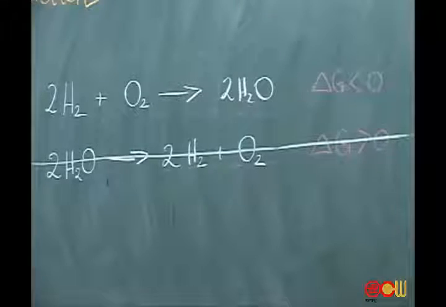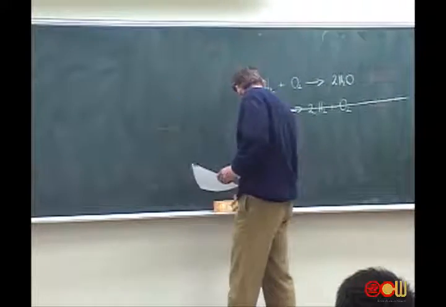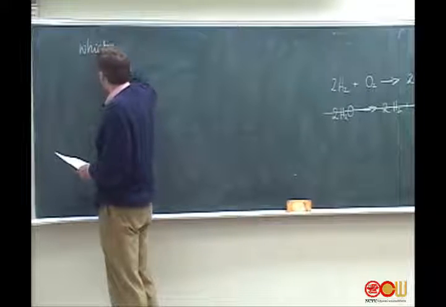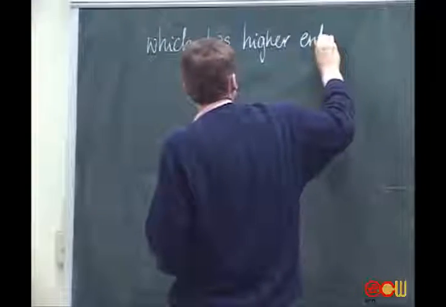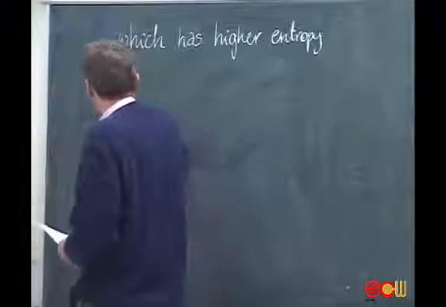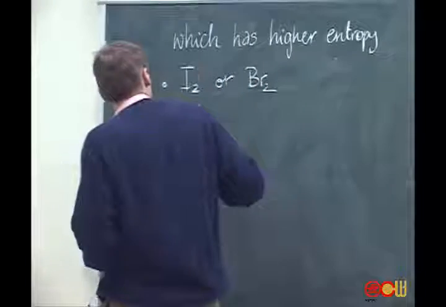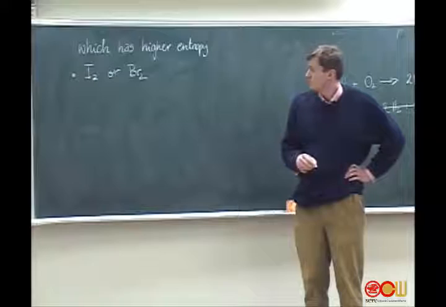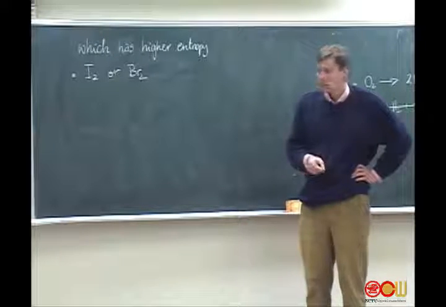Let's do a few examples. Typical questions that you will have during the final exam will be like that. Which has higher entropy? Now, you remember the entropy is a measure of disorder. Which of these two things is more disordered? I2 or Br2?